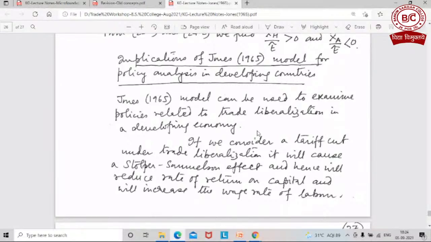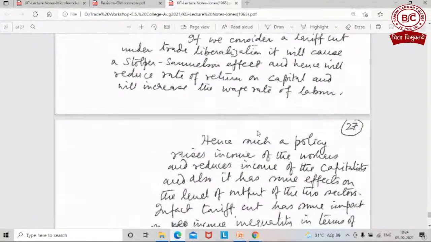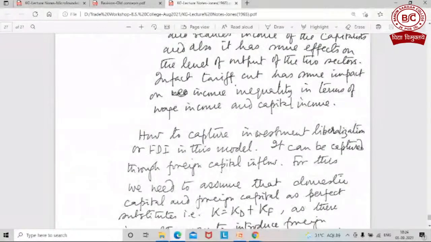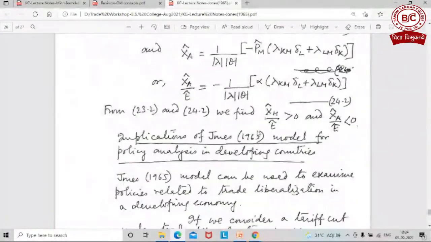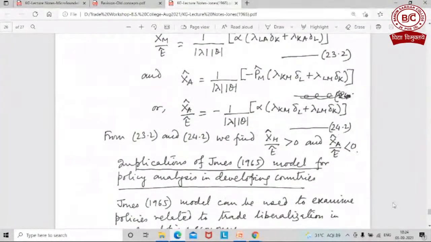Instead of an increase in PM, if you have a decrease in PM, so R will fall and W will increase. Isn't it? And you can find out the sectoral effects as well. XM will fall and XA will increase. You can easily check through this model. So you can consider effects of liberalization in terms of this model. Tariff cut.